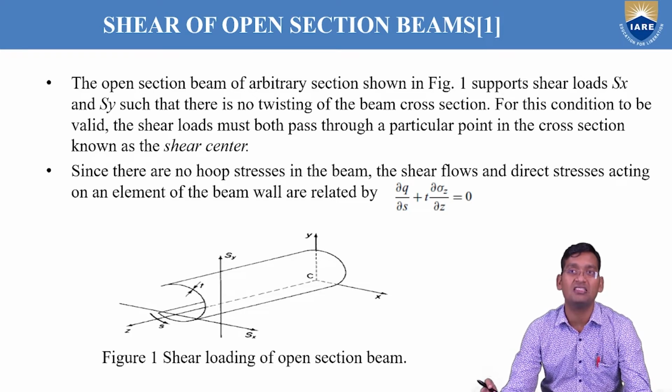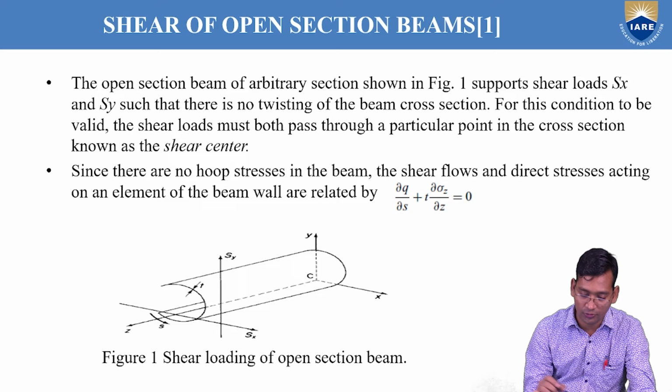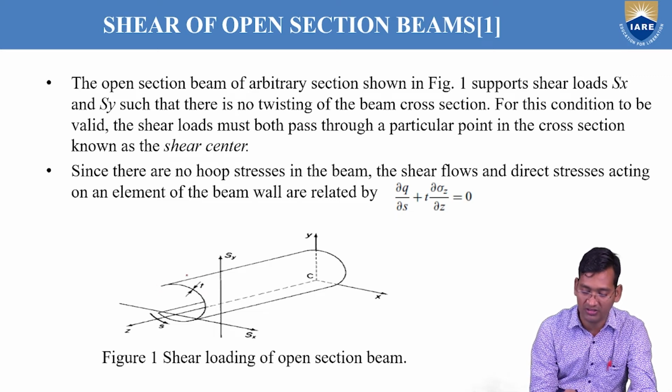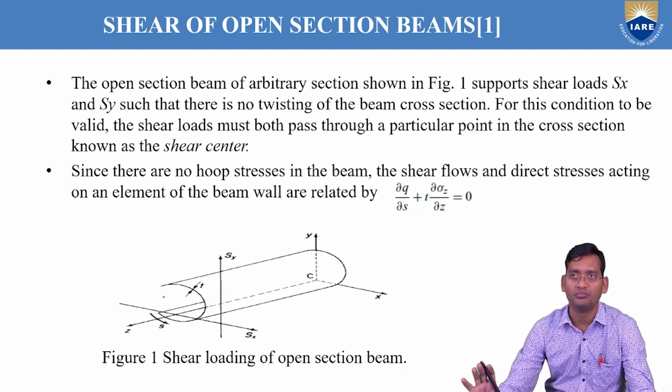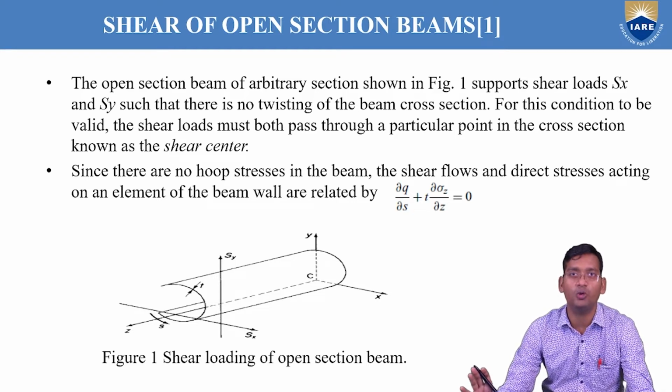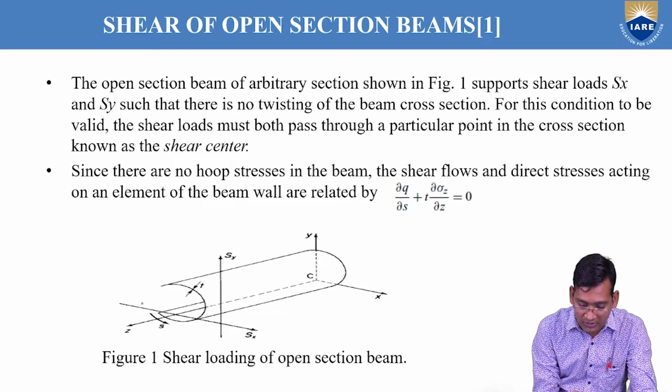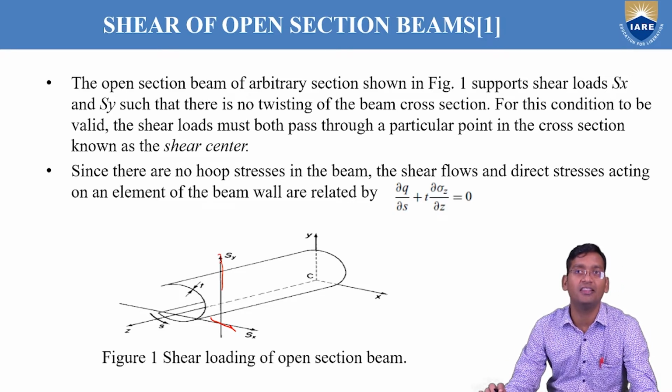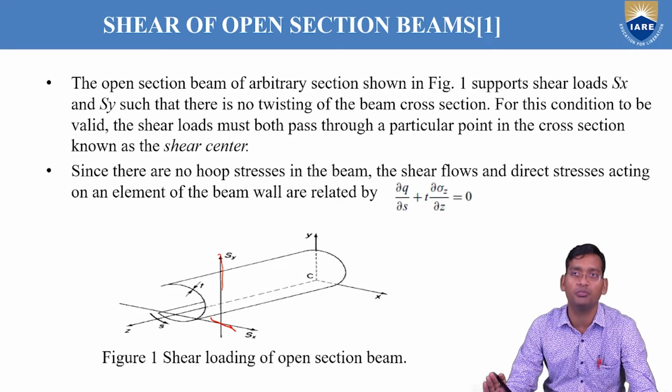The open section beam of arbitrary section is shown in the figure. We have taken this open section beam, and you can see from this side it's open. It supports shear loads Sx and Sy, as shown here, such that there is no twisting of the beam cross section.